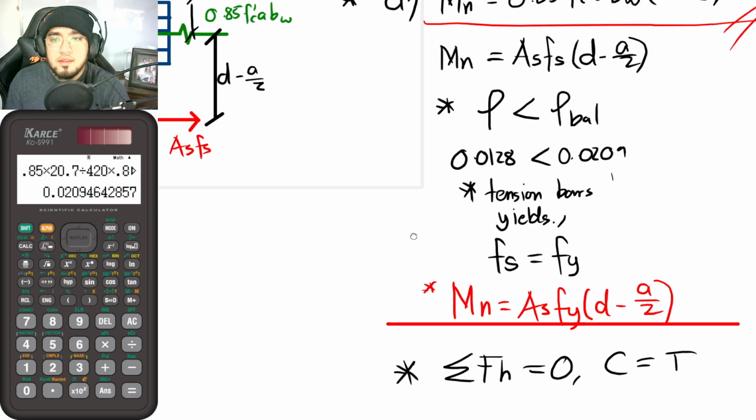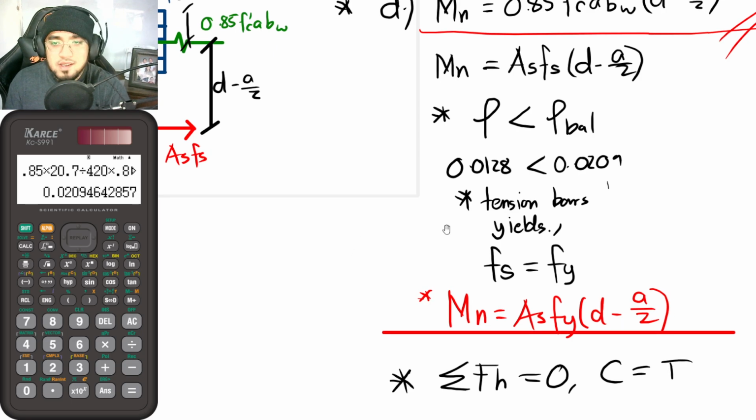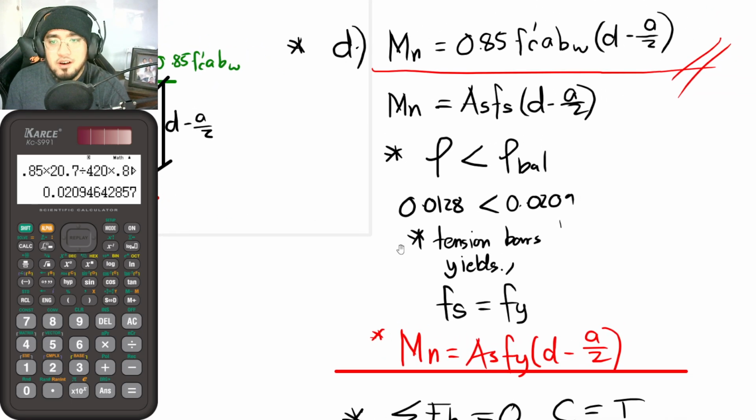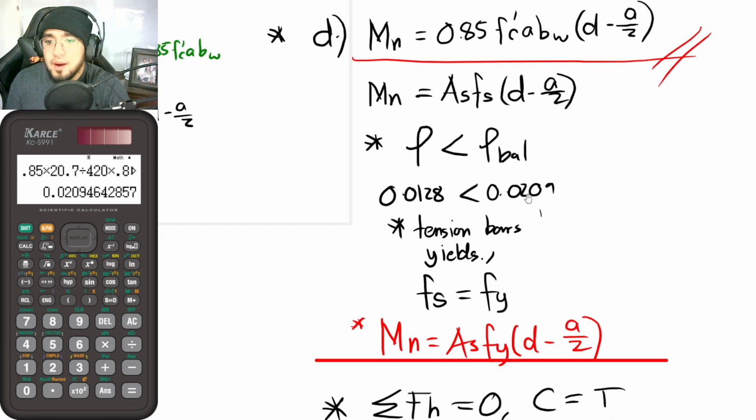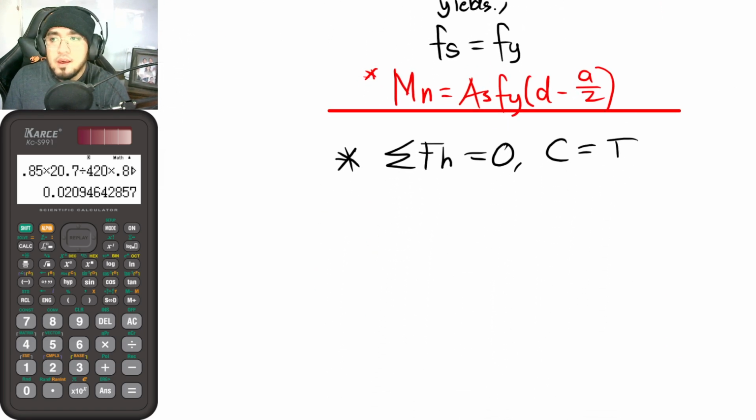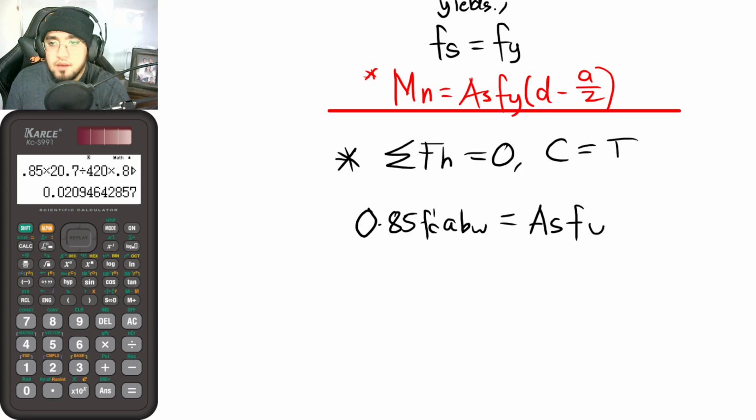And since the value of rho is less than rho balance, it means that it will yield. And from that, Fs is equal to Fy. So for my compression, this is equal to 0.85 f'c a bw, a times bw, I should say. This is equal to tension, that is As Fs, but Fs is now equal to Fy since it would yield. And from that, As times Fy.